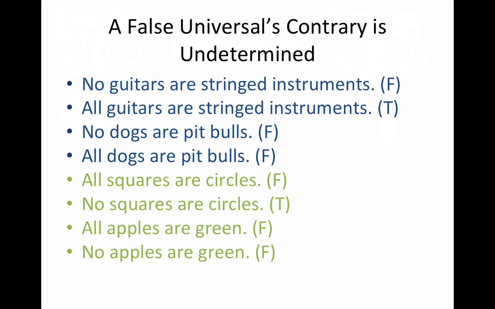So we can see in their traditional spots on the square of opposition that the false universal yields an undetermined contrary. Here are some ordinary language examples to help you wrap your head around what you've just seen from the Venn diagrams. The blue are the examples that start off with a false universal negative, and the green are the examples that start off with a false universal affirmative. So notice that a false universal negative does not guarantee that the contrary is true. It doesn't guarantee that the contrary is false. The examples show us that sometimes the contrary is true and sometimes it's false.